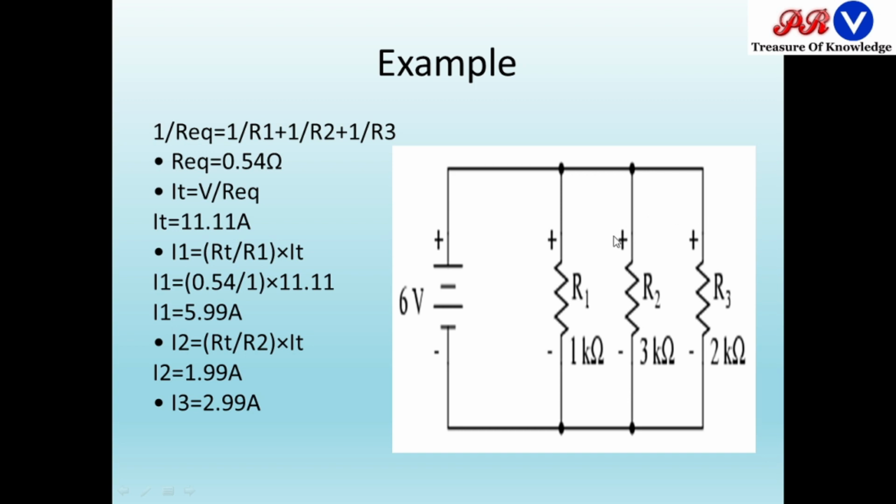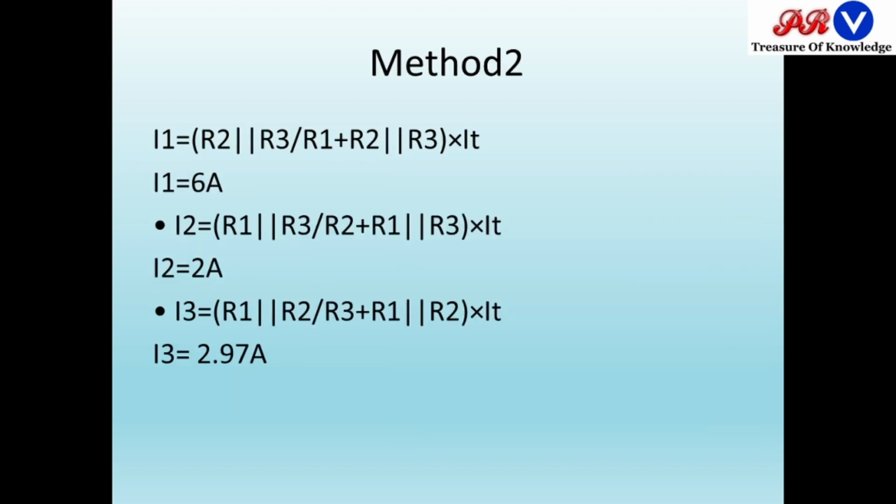We can also simulate this circuit in the Multisim software for different values of R1, R2, R3. So you can perform your experiment on Multisim using the same circuit described here. This is the same method to find the current across different resistors.